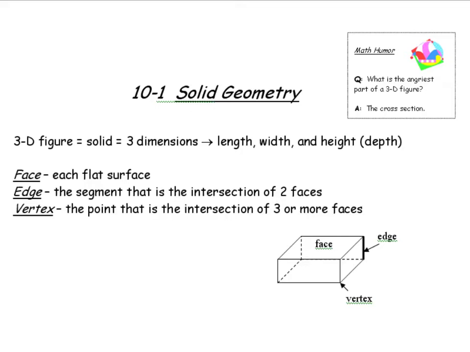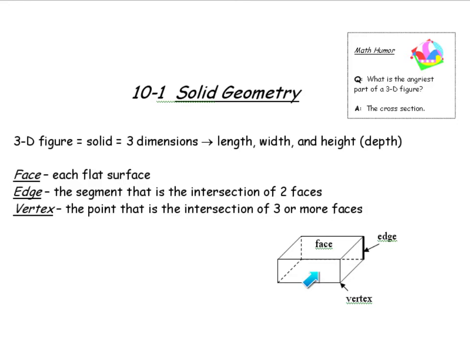Solid geometry. This is where we take everything we've learned and put it all together. A solid figure, a three-dimensional figure, is a solid. You get 3 dimensions: length, width, and height, also sometimes called your depth. Three-dimensional figures are made up of 3 different things. We have our faces, which are the flat surfaces of your figure.